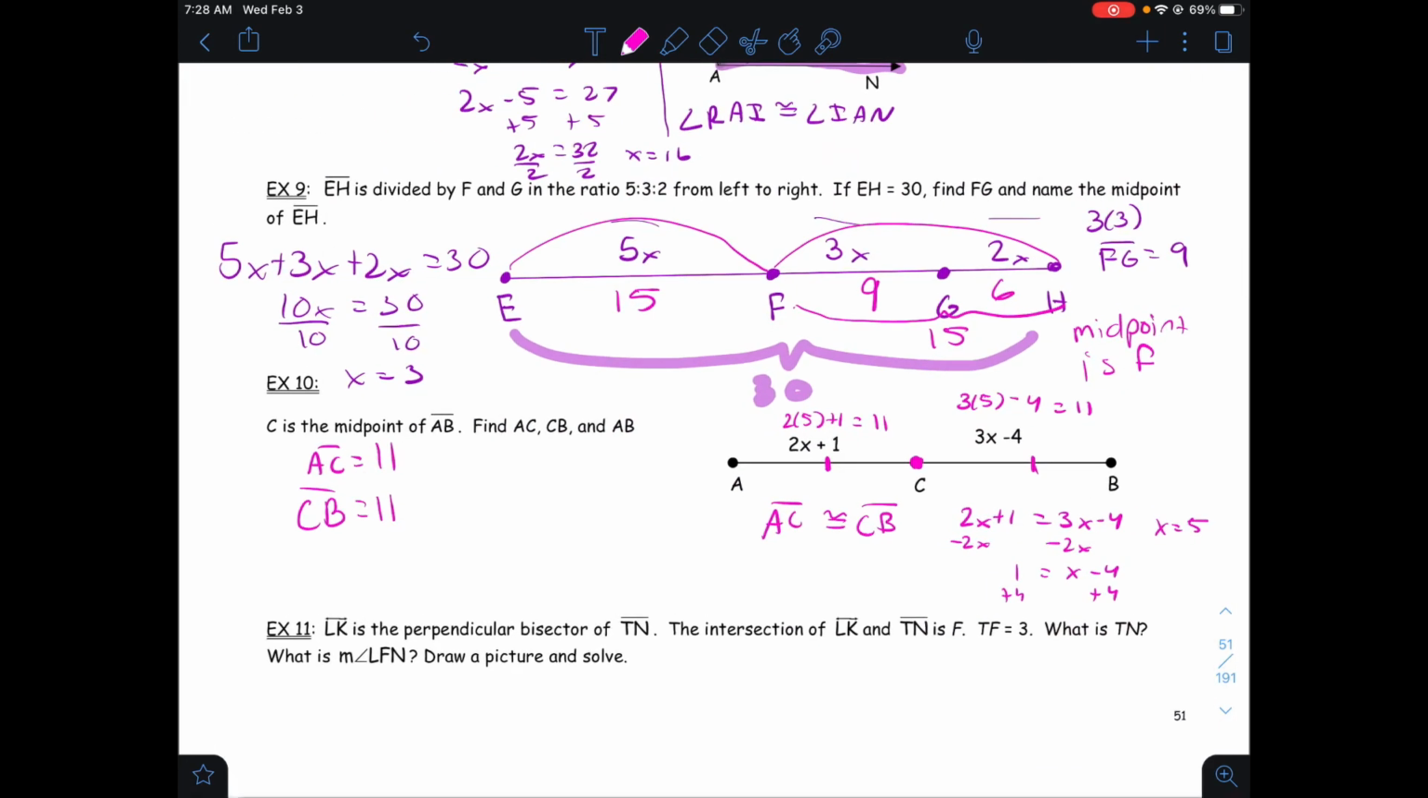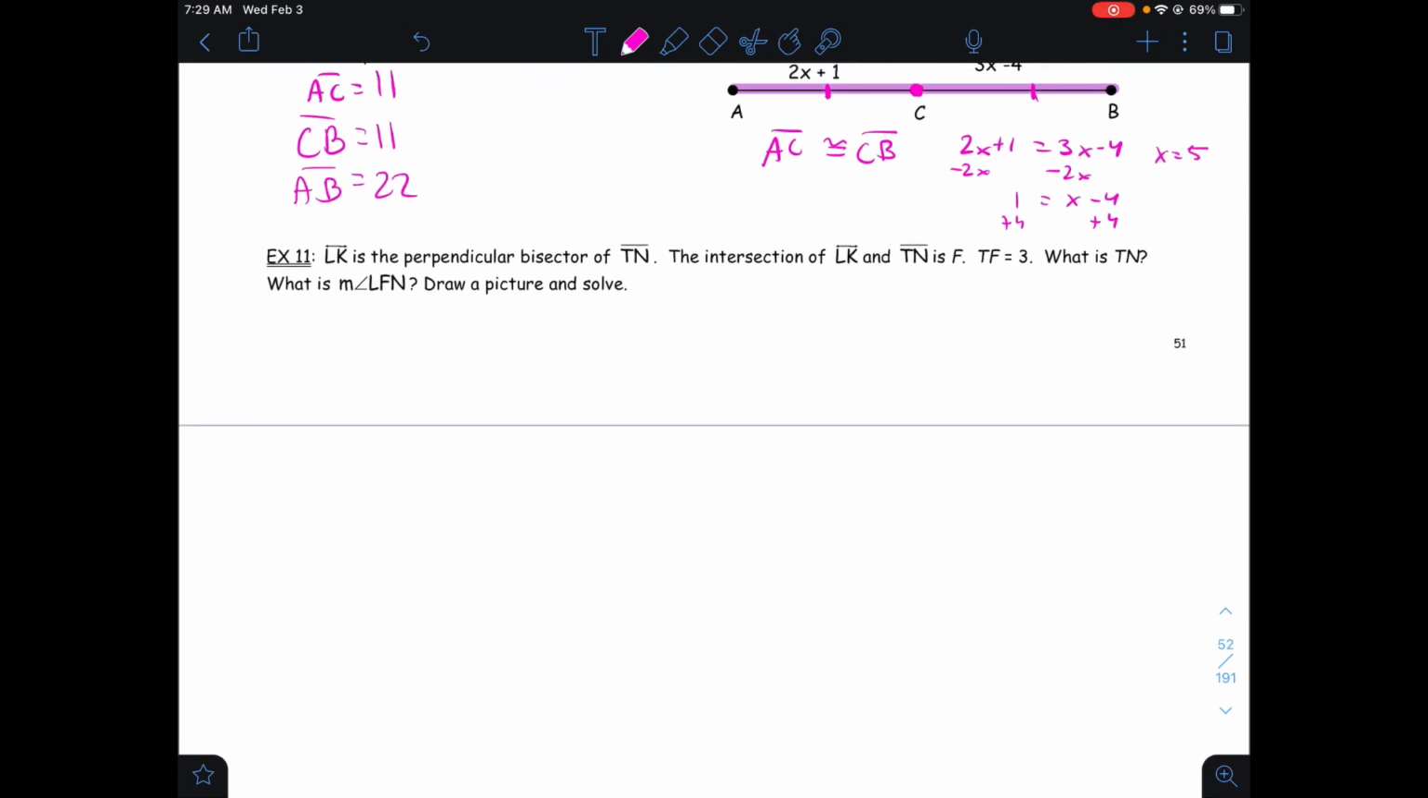Then they want us to find AB. So AB is this entire thing. Well, AB is going to be AC plus CB. So you would just add those up. And you get that AB is 22. Awesome job. Now we've got number 11.